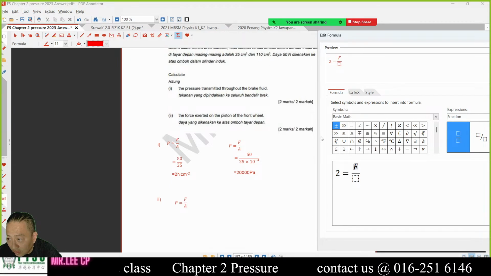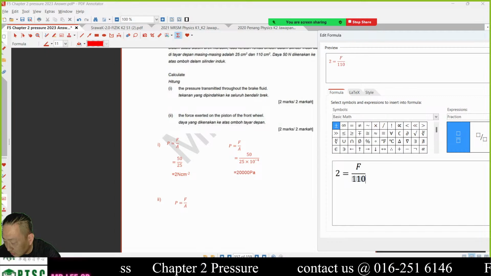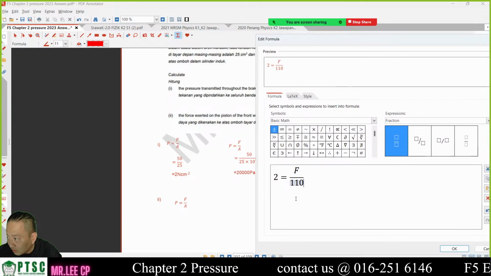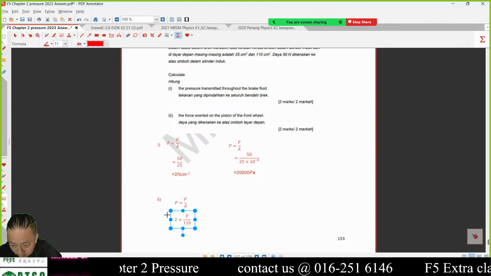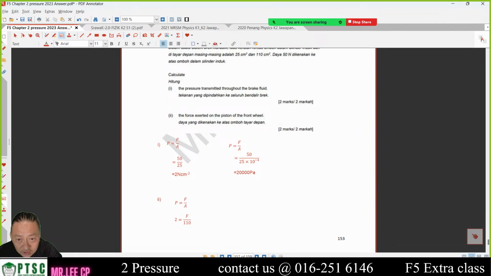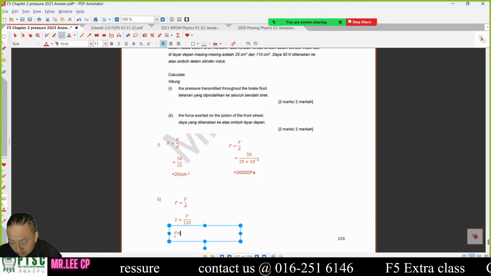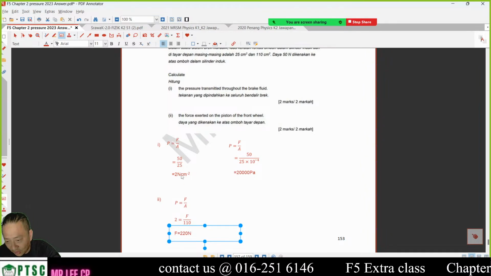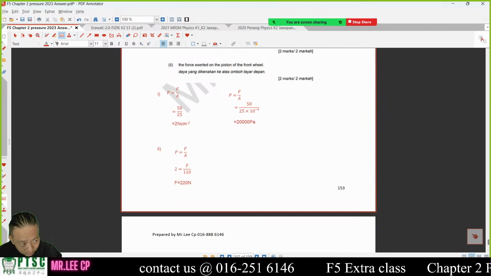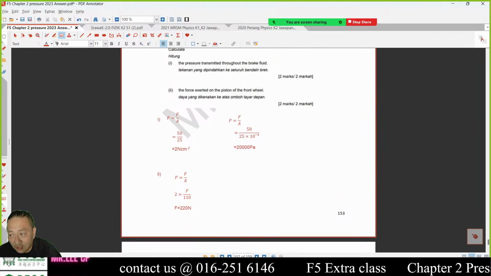Area, the larger one is 110, right? It is in cm square, yes? So it is in cm square. You times it up, force is 220. This one, almost all of you get correct, but just the unit. You need to be very, very careful. Right? 2 marks each.